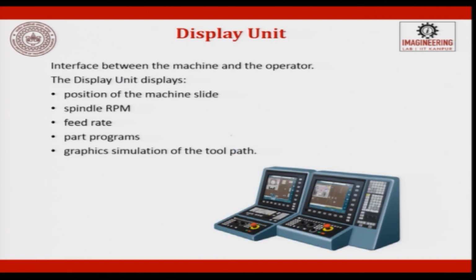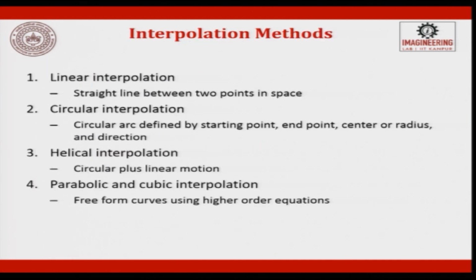The display units will display position, spindle speed, feed rates, part program and graphical simulation. So, all these things will be done in the interface between the man and the machine. You can see the position of the machine tool, the speed with which it is operating, the feed rate, and the part program run based on the part program simulation. All these things are seen in the display unit. The interface between the machine and the operator is nothing but the display unit. We will see about the interpolation methods.